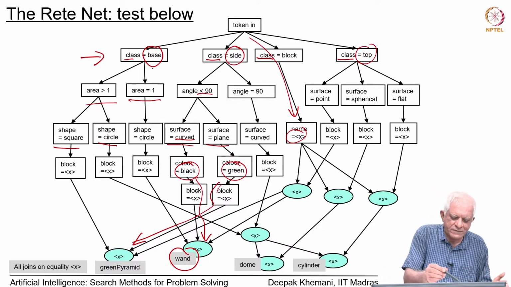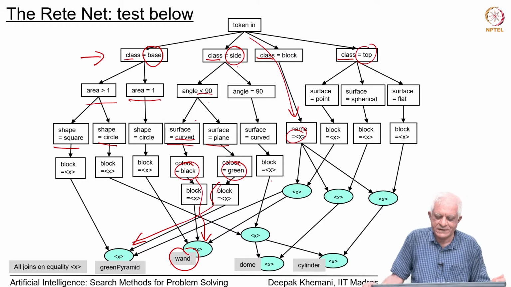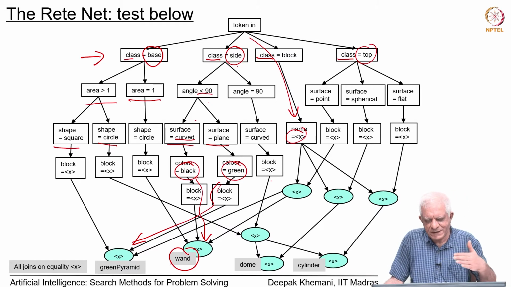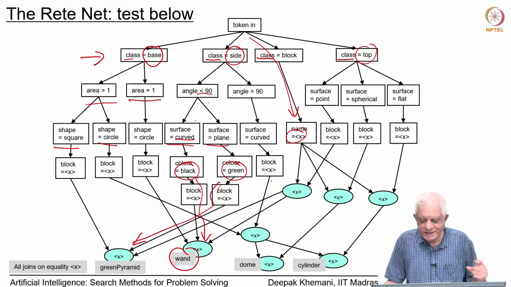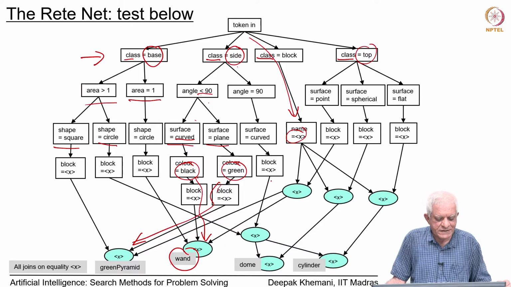So, for the base we are doing area first, then shape. For the side we are doing angle first, and then whether the surface is plane or curved, and then if there is a color involved and things like that. So, the order of tests can be anything, and all of them will be equivalent. It is just that some networks will be larger than other networks essentially, and the same test may be repeated in more than one place essentially.